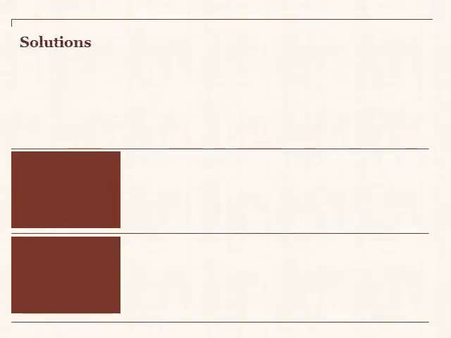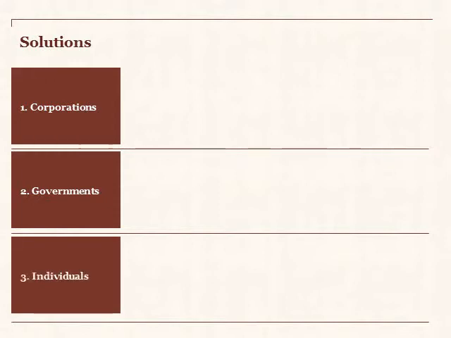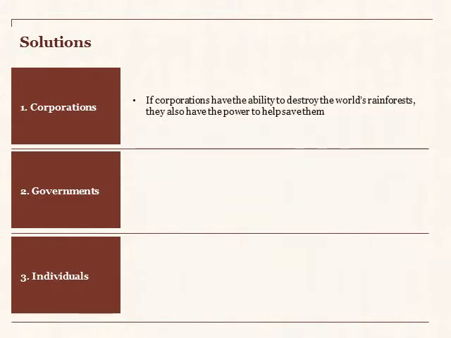There are different solutions that are possible to reduce the deforestation. Among them, the very first solution is that corporations can play a role to reduce the deforestation. They can do a lot of things to reduce it. Governments can help in decreasing the deforestation, and individuals can play a very important role to decrease the deforestation.